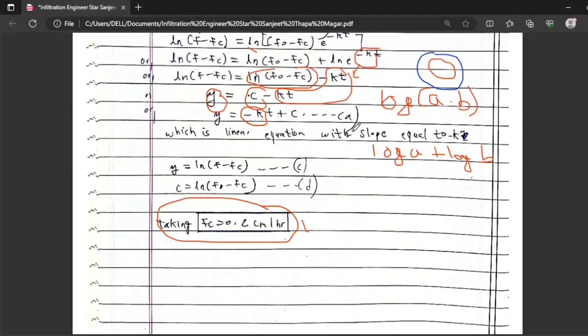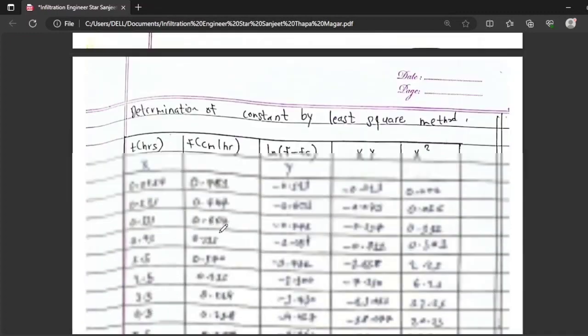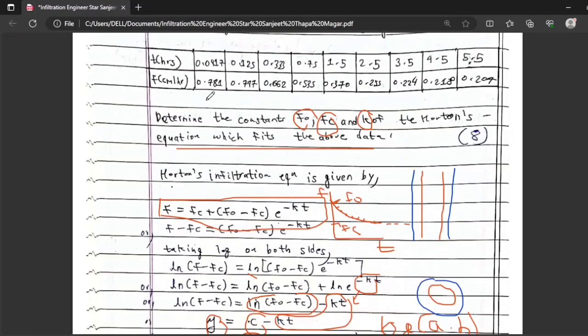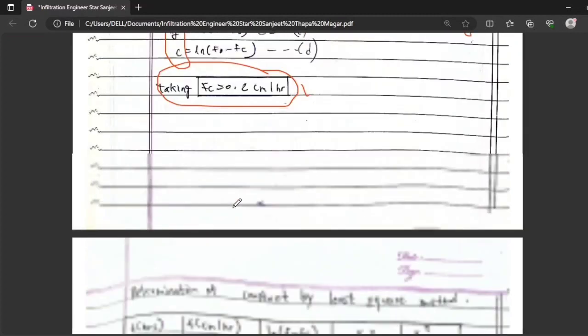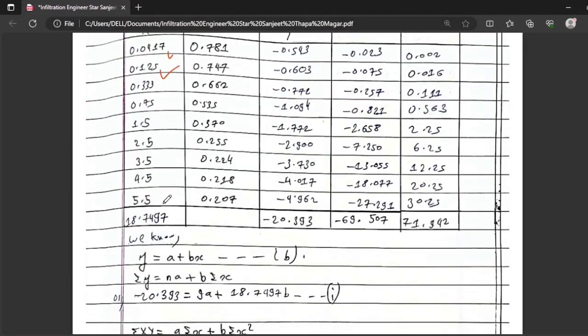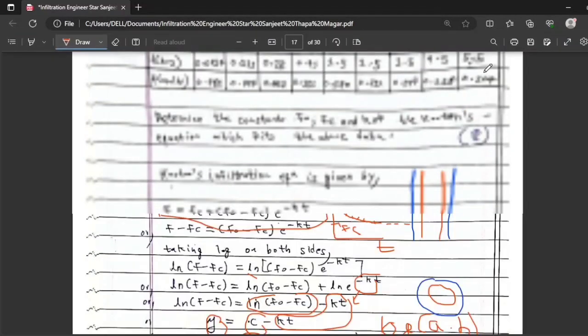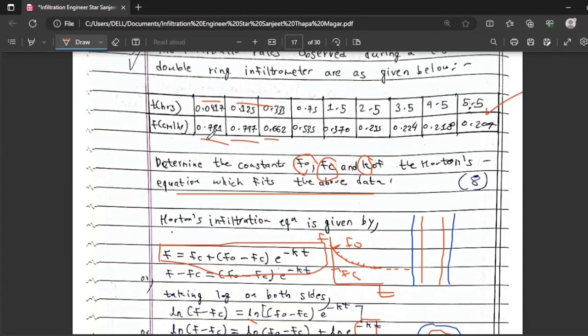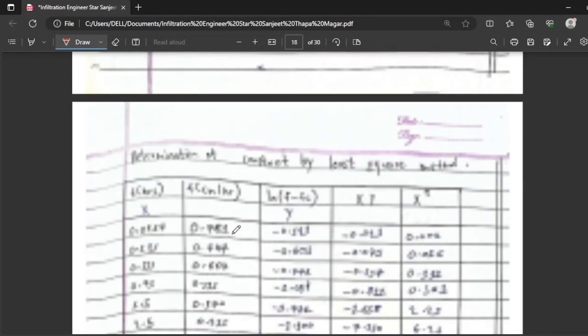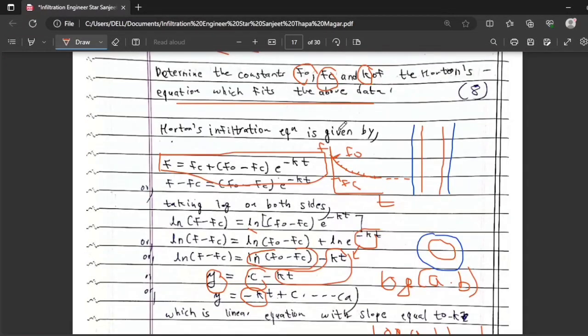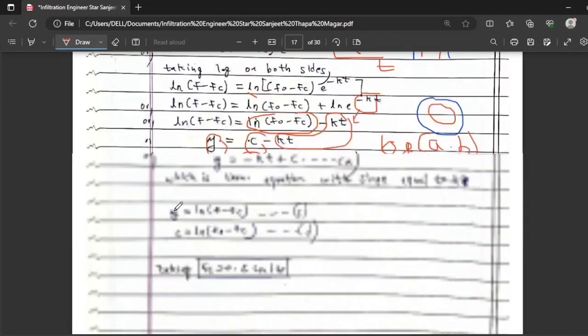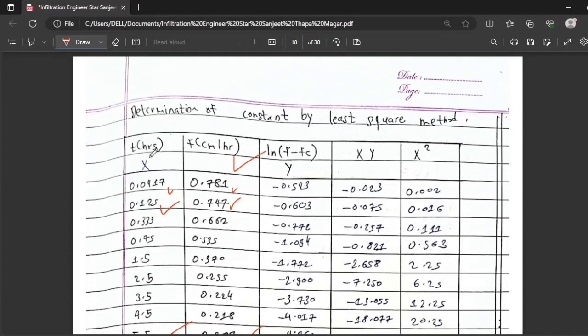We have to find the values of y and c by any method, but I prefer the least square method because it is easier for me. You can use any other method also. The time values are 0.0417, 0.125, and so on up to 5.5 hours, and the infiltration is 0.781, 0.747, up to 0.207 centimeter per hour. This is in centimeter per hour, and time is in hours.